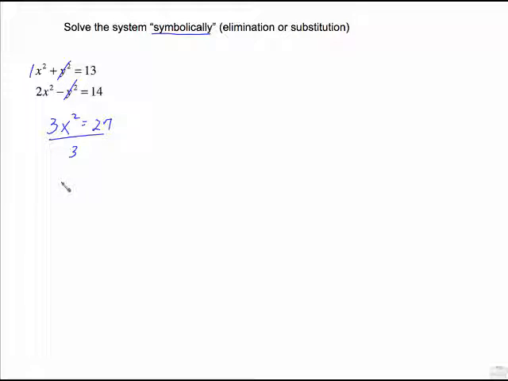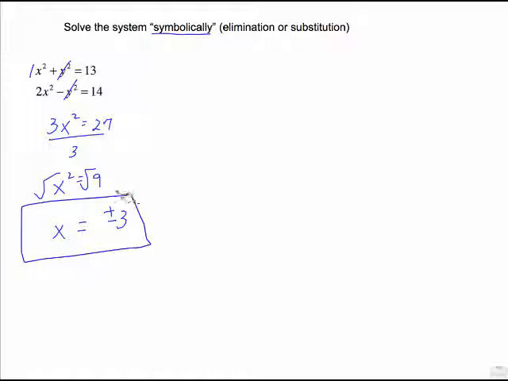Divide both sides by 3. X squared is 9. Undo by taking the square root, and remember something very, very important, and that is your plus or minus. So the x value is plus or minus 3. I need to stuff that back into one of those equations. I'm going to choose this one because the y squared is positive. And it doesn't matter if you put a positive 3 or a negative 3 in for x because you're going to square it. So either one of those squared gives me 9 plus y squared equals 13.